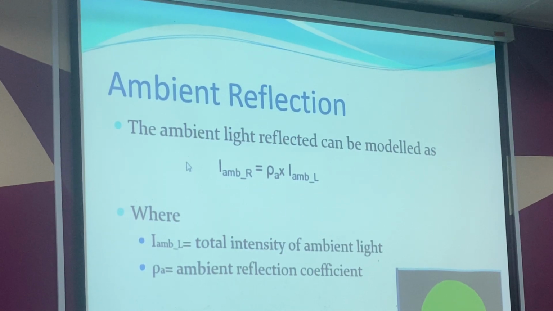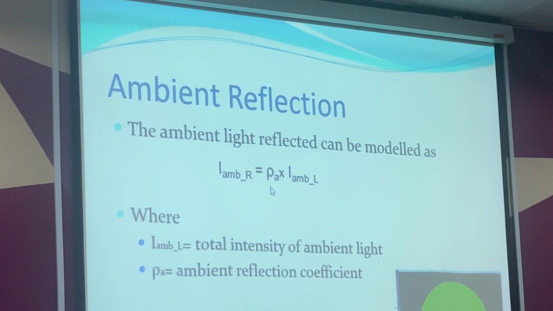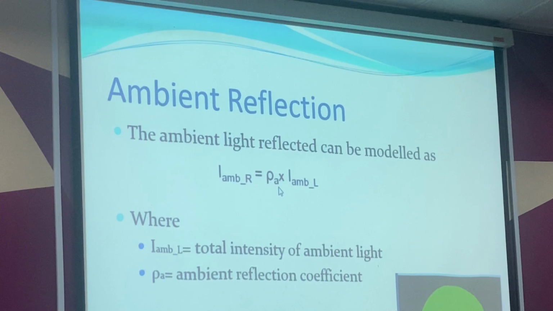To model the ambient light reflections, this is the intensity of the ambient light reflections. It is calculated by the ambient reflection coefficient, which is called the reflection coefficient of ambient lights, multiplied with the intensity of the ambient lights.